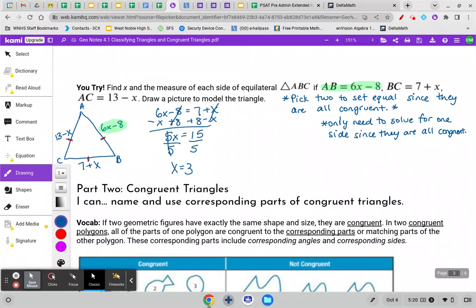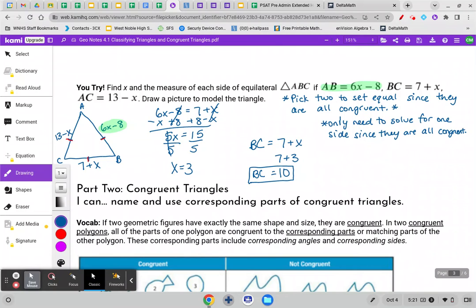Now, as I was saying before, since they all have to be congruent sides, you only really need to plug this into one of the three equations to get the side length for all three sides. If it was a scaling triangle, you couldn't do that. But because it's equilateral and we know they all have to be the same length, I'm going to solve for BC, I should say, because it looks like the easiest one. So I'm just going to plug in 3 for x, and I get that BC equals 10.